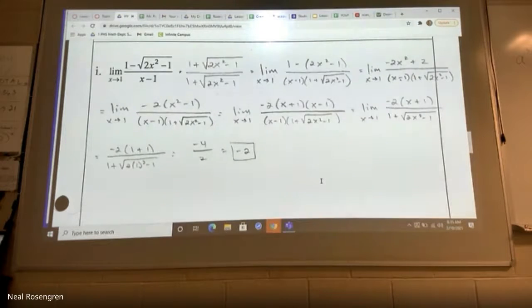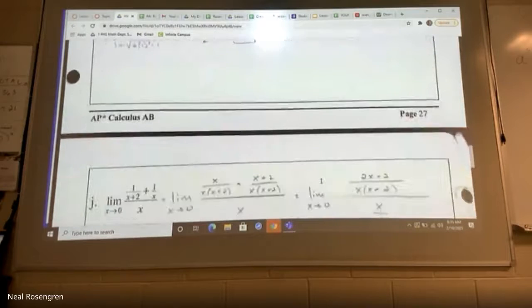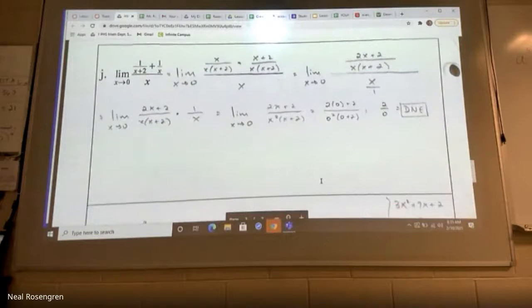Again, these are up on Canvas, so we don't have to go through them one by one if you get the hang of it. J is probably not something I would put on a quiz or a test, but it's just good practice. And there's more practice like that in what you'll see today, tomorrow, for sure. But we just end up, again, we just get this 2 over 0, so it doesn't exist.